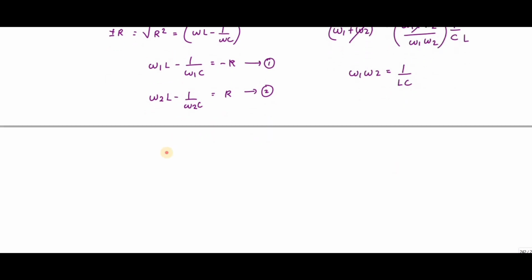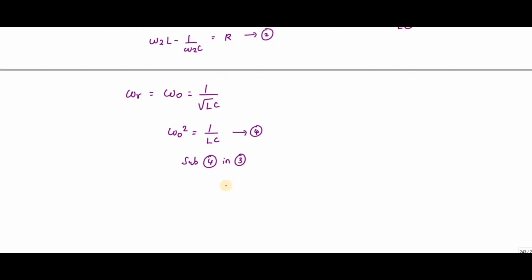So we know that omega naught is equal to 1 divided by root of LC. That is omega R, the angular resonance frequency. So what is omega naught squared? That is equal to 1 divided by LC. So this is your fourth equation and this is your third equation. Okay. So you substitute 4 in 3. We will get omega naught squared is equal to omega 1 omega 2. So omega naught is equal to root of omega 1 omega 2.